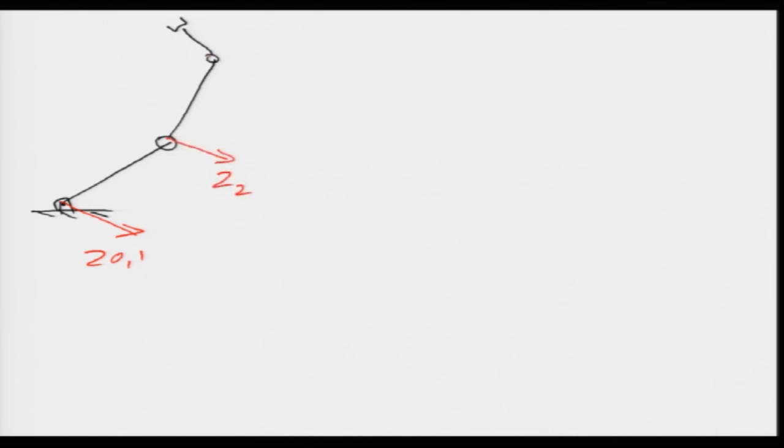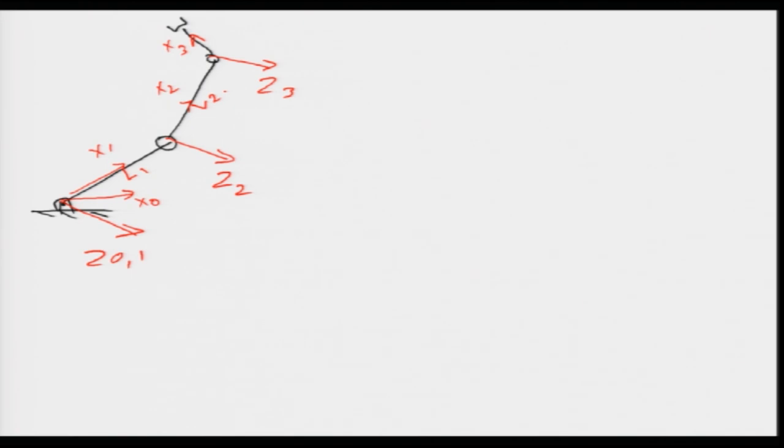Z2 is the axis here, and Z3 is here. If you can imagine, this is a planar system which is going to move on the plane, similar to the one that is shown here. Next is my X axis. This is my X0, this is X1, this is X2, and this is my X3. In terms of link lengths, the distance between the Z axes, this is L1 and that is L2.